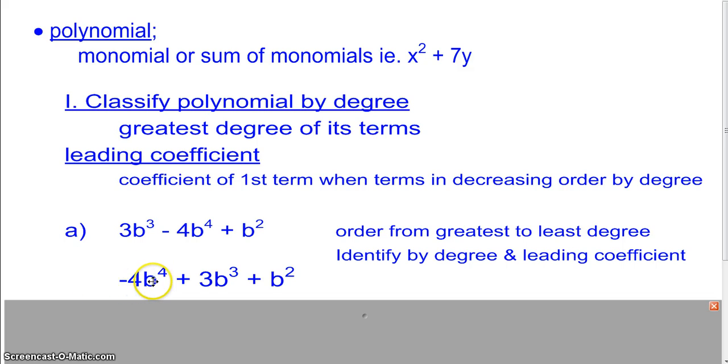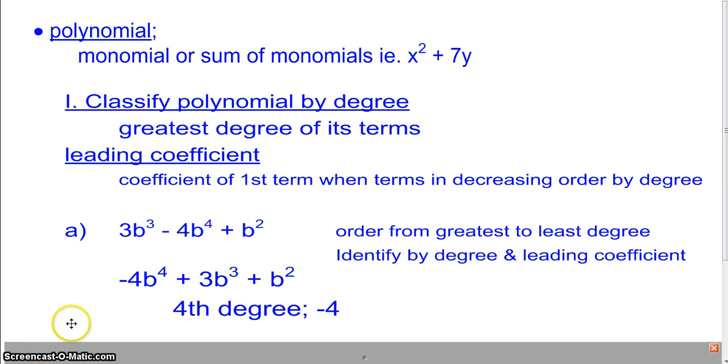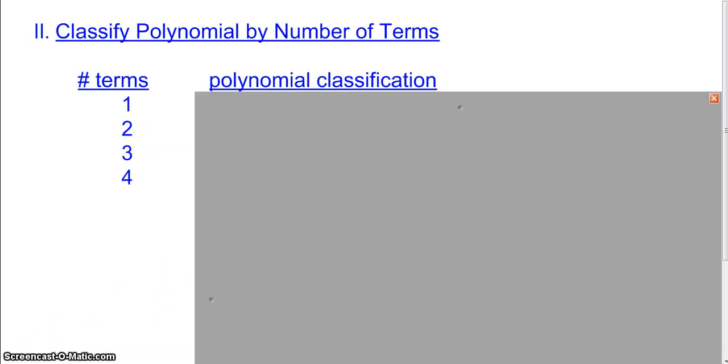-4. It's the number that comes before the greatest degree term. Okay, so there you go. It's a 4th degree polynomial, and the leading coefficient is -4. I don't want you to take the time to write it since it's a short lesson, but look up here. Classify the polynomial by the number of terms.